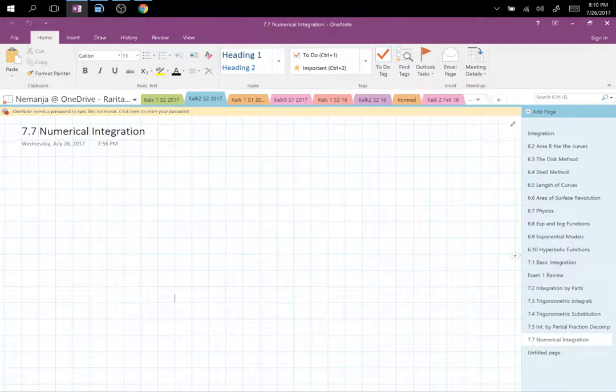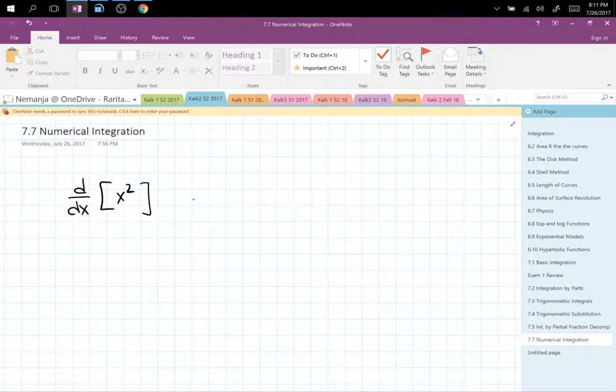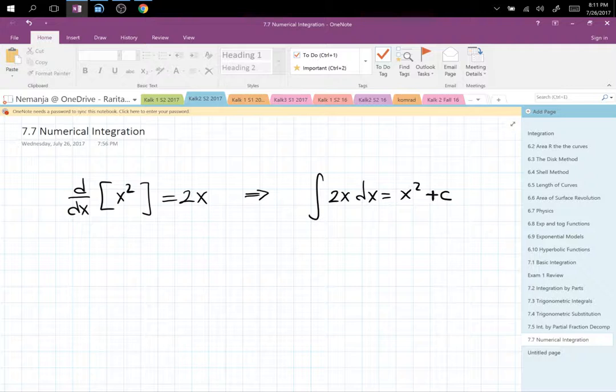Now, certain functions cannot be integrated. We know that there is a correspondence: if you find the derivative of, let's say, x squared, you are going to get 2x, which means that the integral of 2x dx is x squared, and then we put plus c just in case, right?